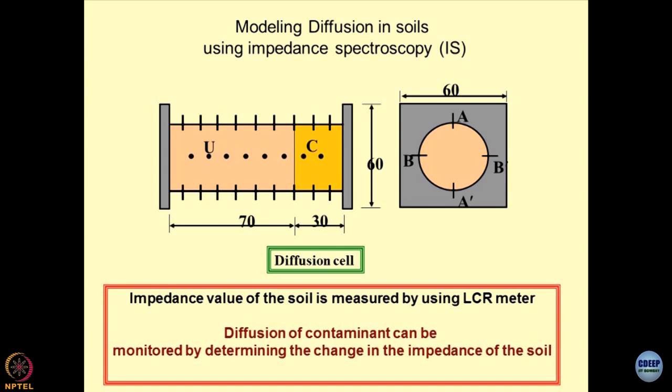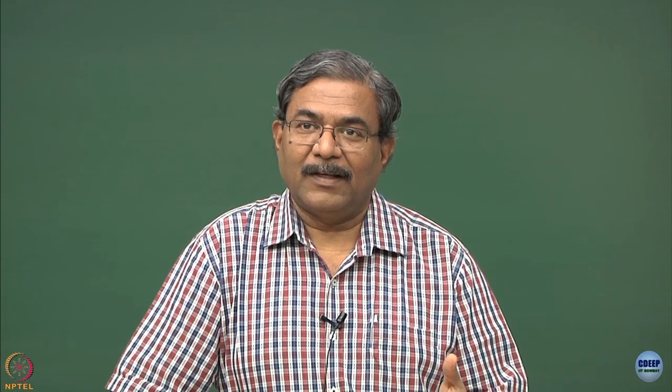So, in today's discussion, if you remember, I started with four modules: advection, diffusion, thermal heat flux and electrical flow. This is a beautiful example of how the migration of contaminants can be studied by using impedance spectroscopy. Impedance spectroscopy uses the electromagnetic field for detecting the movement of the contaminant front in soils.